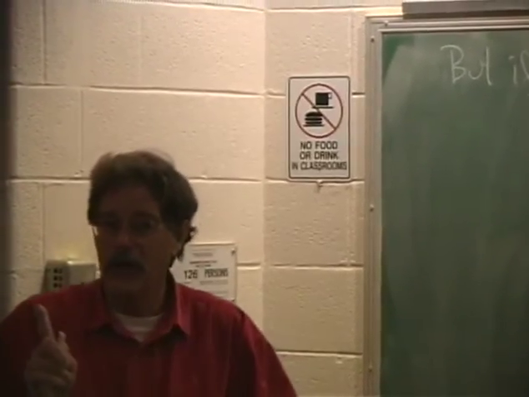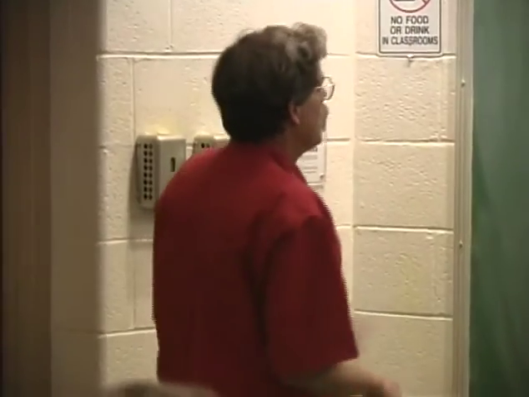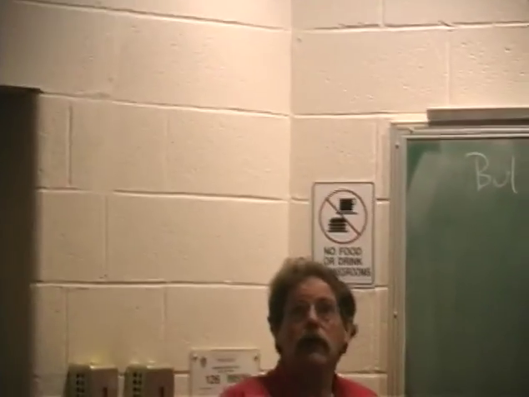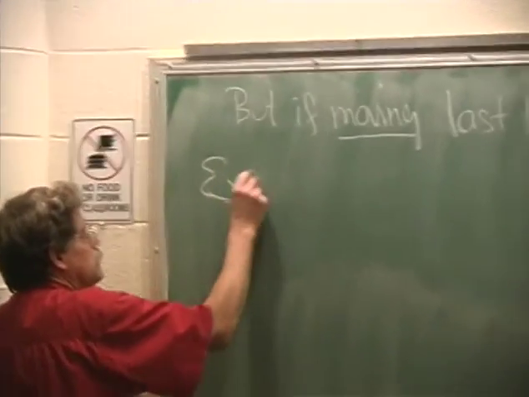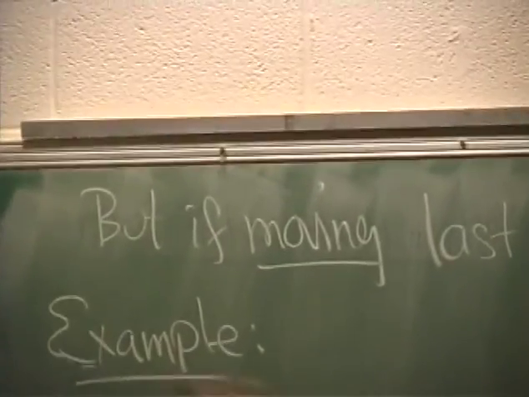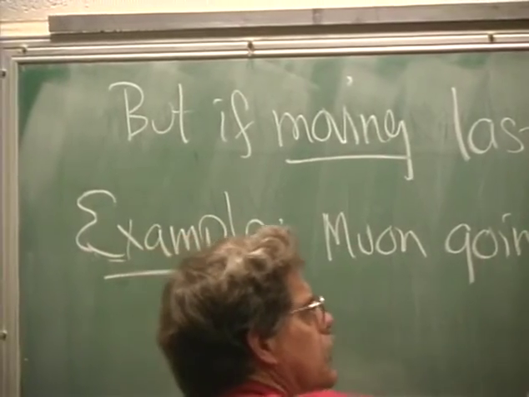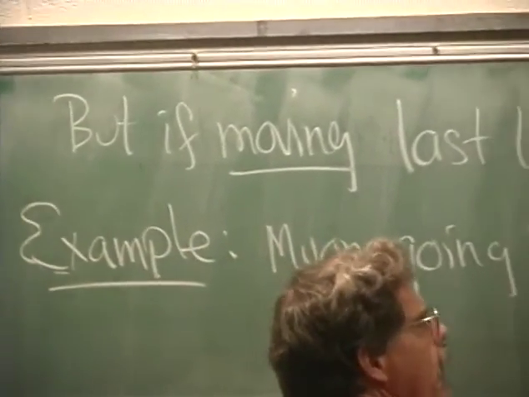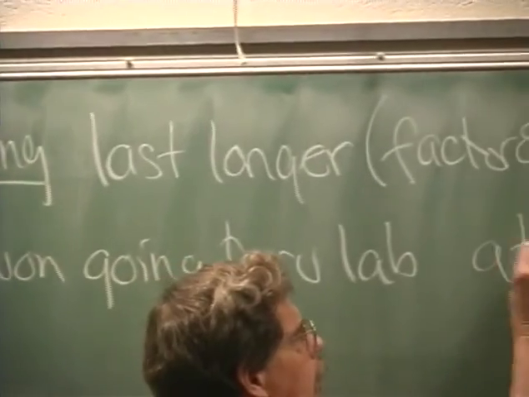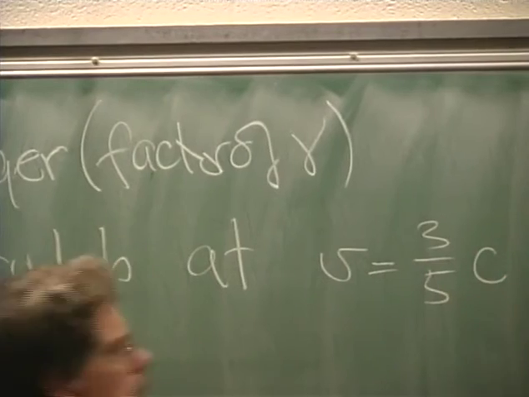Well, you didn't live longer, by the way. You lived slower. You didn't think any more thoughts than the guy on the ground did. You just thought them slower. Where was I? Example? Yeah. Example. Suppose that a muon is going through the lab at, let's say, v equals 3/5 the speed of light.